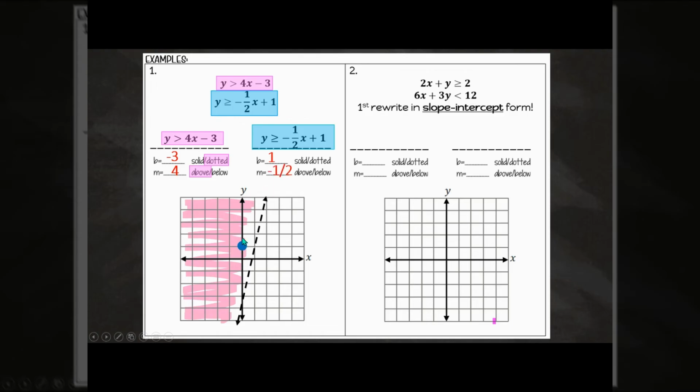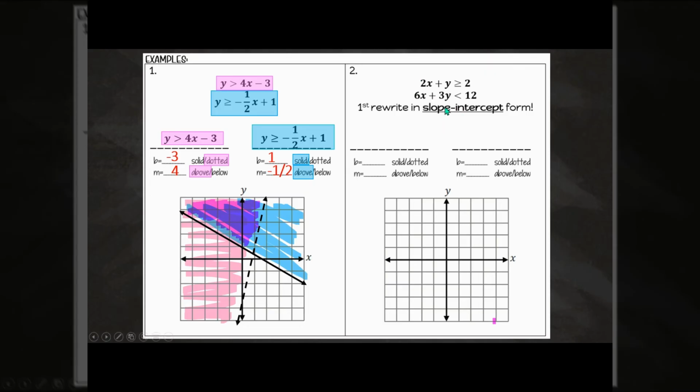So from here, I can either go up 1 to the left 2, which is what I've done, or I could have gone down 1 to the right 2, and I have a solid line because it has the equal sign right here. And I'm going to shade above because it says y is greater than or equal to this line. And everything greater than or equal to that line is above the line. And so the area that it overlaps is right here in that top quadrant.